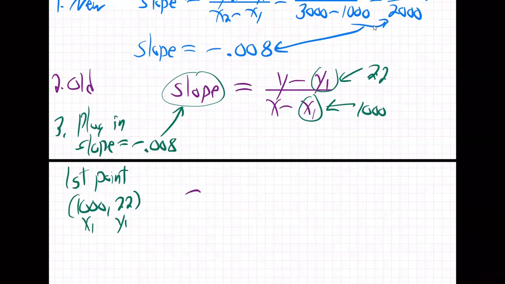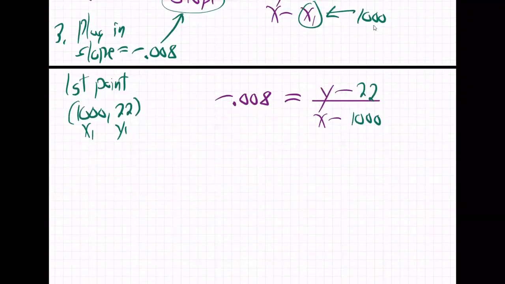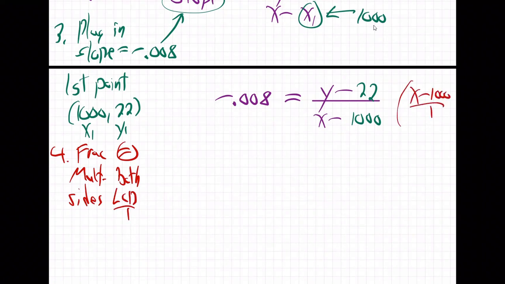So what do we get then? The slope, negative 0.008, equals y minus 22 over x minus 1,000, like that. We've been here before. We know what to do, right? When you have a fraction with an equal sign, you multiply both sides by the LCD over 1. So I'm going to multiply both sides by x minus 1,000 over 1. And then it cross cancels here.